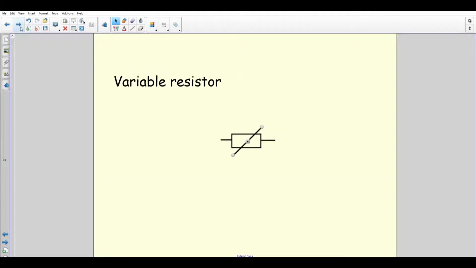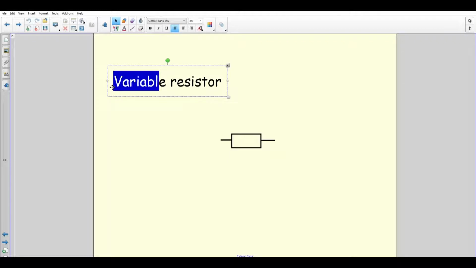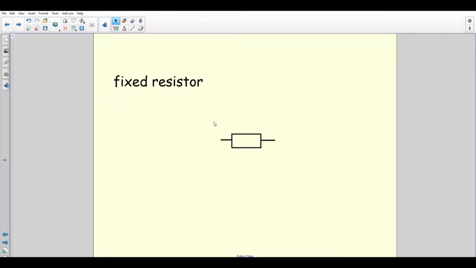Right, next one we've got, let's change that. So this is a fixed resistor. A fixed resistor is just a rectangle with two lines coming out of it, and that shows we've got a resistance which is constant. It's a set resistance which doesn't change. So it might be 10 ohms and that's it. It's 10 ohms of resistance. We can change this though to various other things. I'm going to keep changing this.